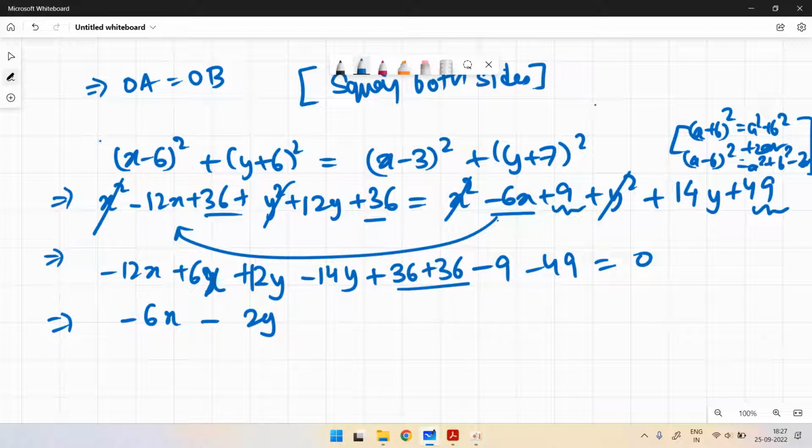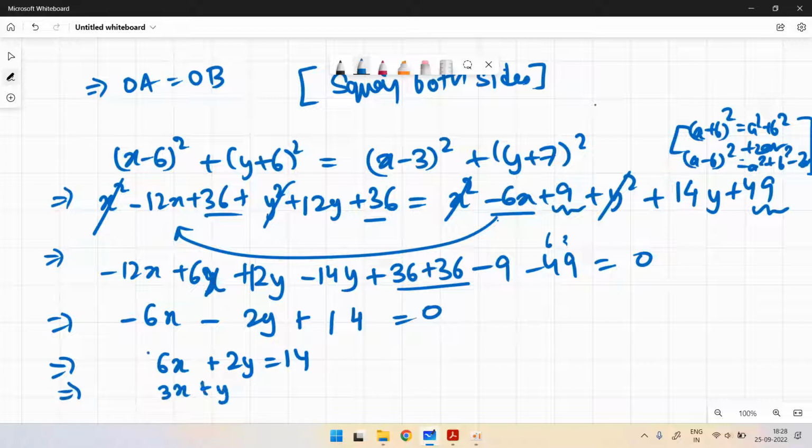72 minus 9 is 63, 63 minus 49 is 14. So this equals 0, or you can write it as 6x plus 2y equals 14, or if you divide by 2, this is 3x plus y equals 7. This is your first relation.